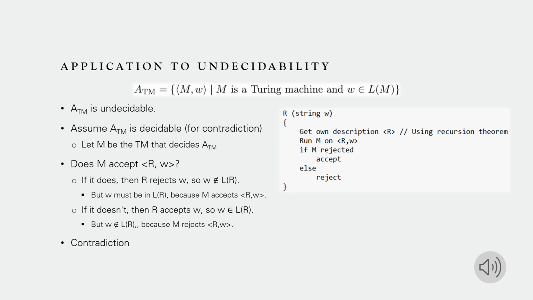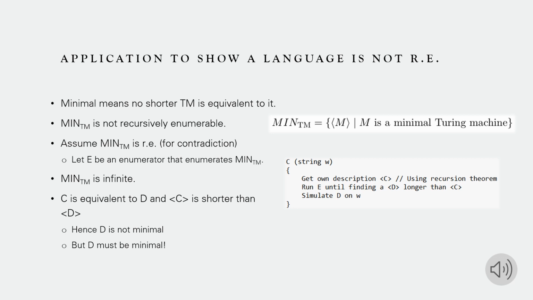The recursion theorem can also be used to show that this problem is not recursively enumerable. And the problem I'm referring to is determining whether a Turing machine is a minimal Turing machine. A Turing machine is minimal if its description has the fewest number of symbols possible. So that means there's no other Turing machine that has a description with fewer symbols in it that does the same thing as this Turing machine. We'll call this language min, and to prove that it's not recursively enumerable, we'll assume that it is for contradiction.